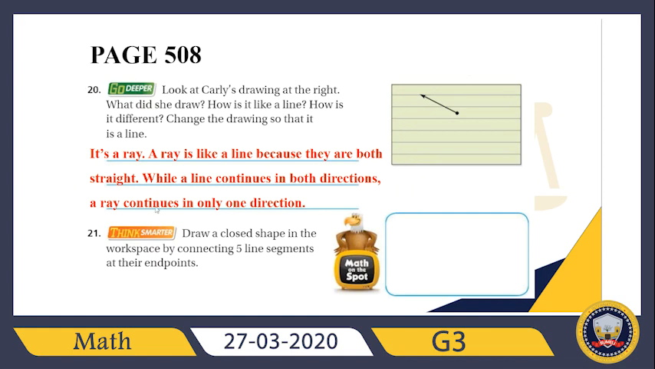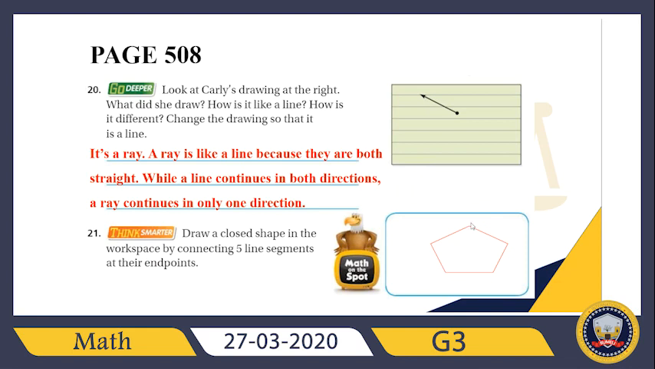What about question 21? It says draw a closed shape in the workspace by connecting 5 line segments at their endpoints. So there should be 5 line segments and we will draw a shape. For example, I draw a shape like this, but I need to check whether it's a closed shape or not and how many line segments are in this shape. So first of all, let's check whether it's closed or not. I'll start from here. 1, 2, 3, 4, 5.